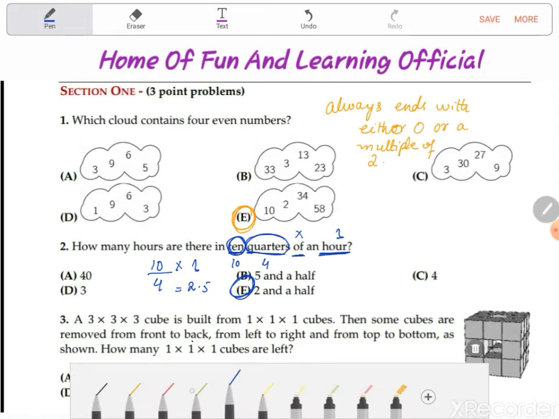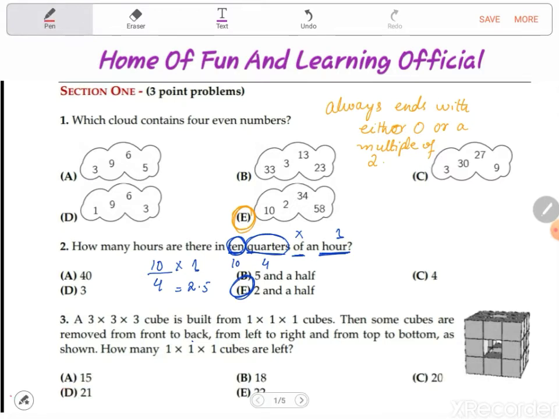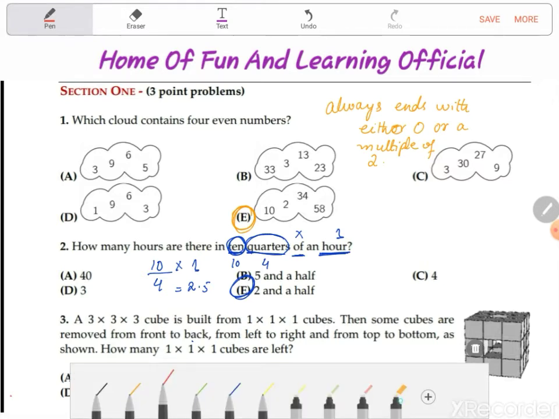Let's move on to the next question. Question number 3 says, a 3 by 3 by 3 cube is built from 1 by 1 by 1 cubes. Then some cubes are removed from front to back, from left to right, and from top to bottom, as shown. How many 1 by 1 by 1 cubes are left?